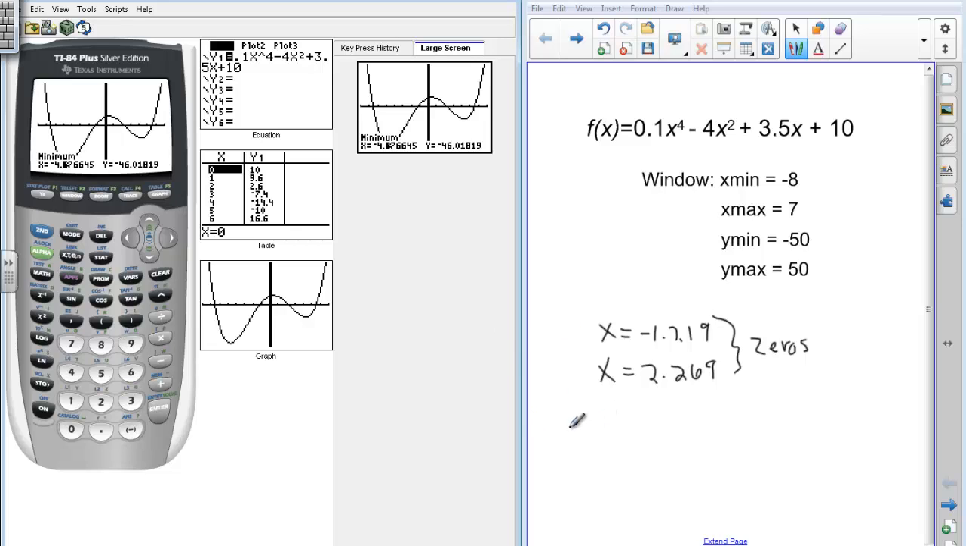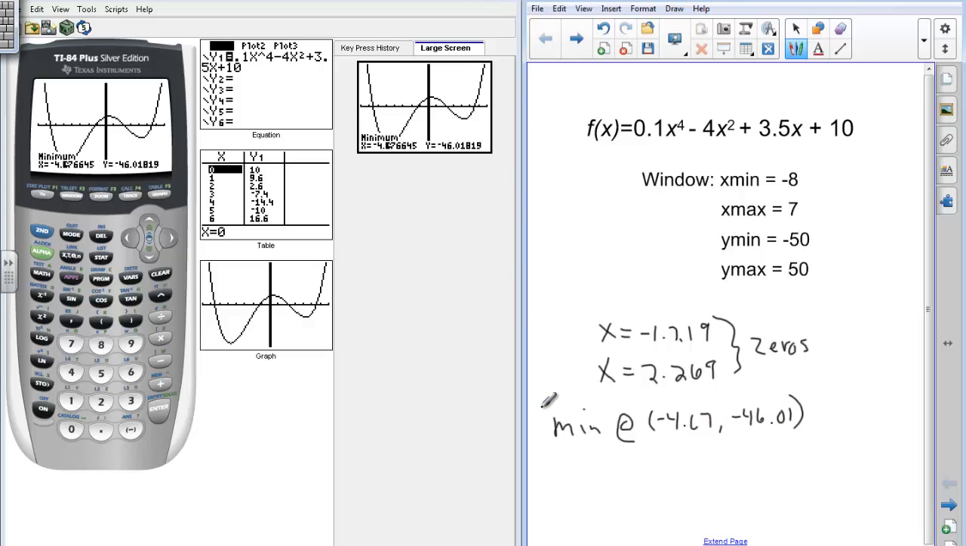So I got a min at, let's say, -4 point, looks like 67, we'll say, comma, -46.01. So this is the x location of the min. This is the minimum value at that.